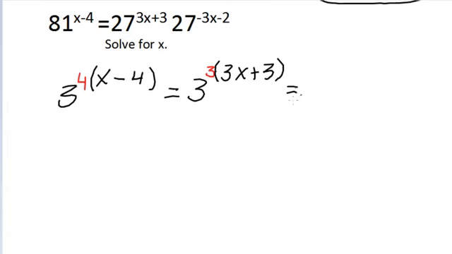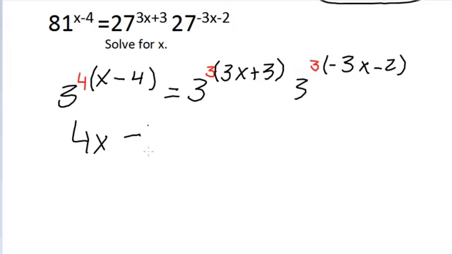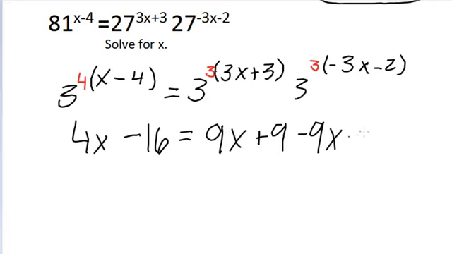Which is equivalent, which is times 3 and 2, negative 3x minus 2. And then we just simplify. So we get 4x minus 16 is equivalent to 9x plus 9 minus 9x minus 6.